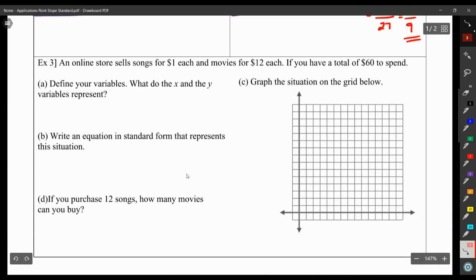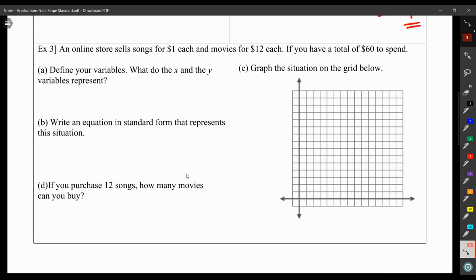Now let's go back up to number 3. An online store sells songs for $1 each and movies for $12 each. If you have a total of $60 to spend, answer the questions. So letter A says define your variables. What do the X and Y represent?